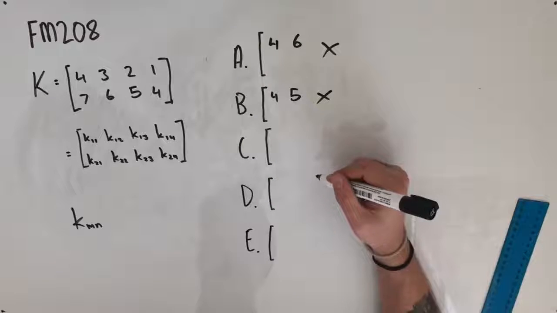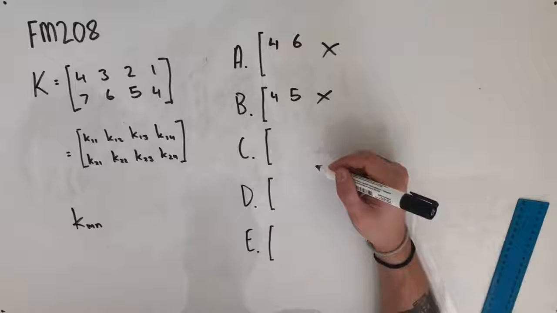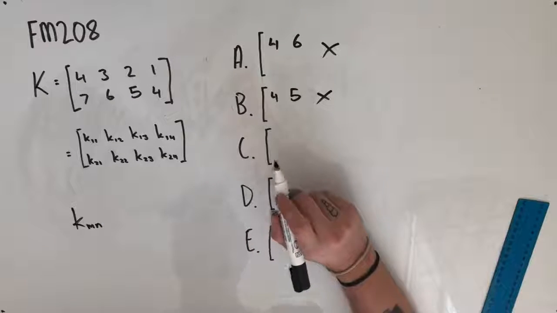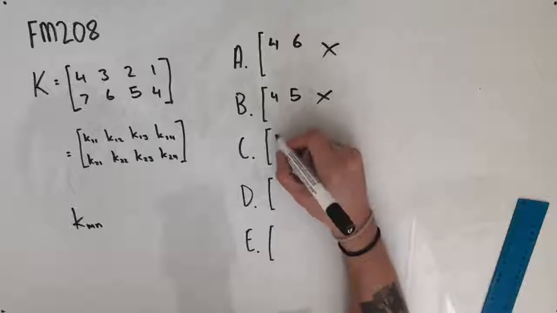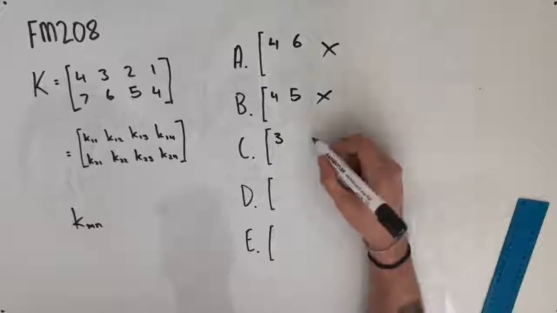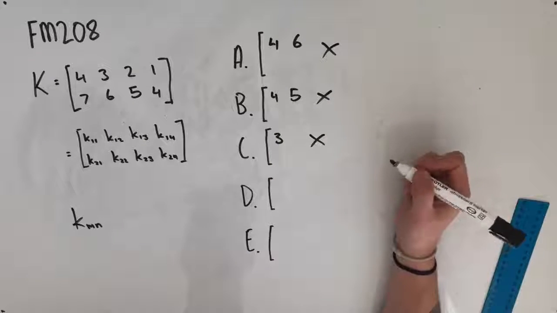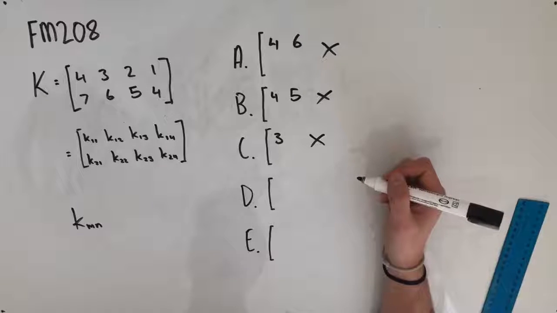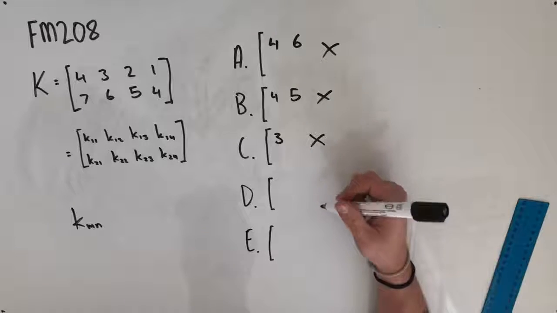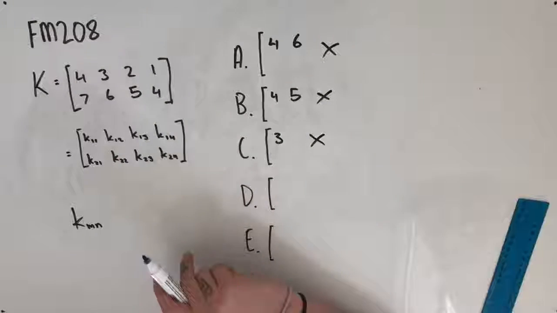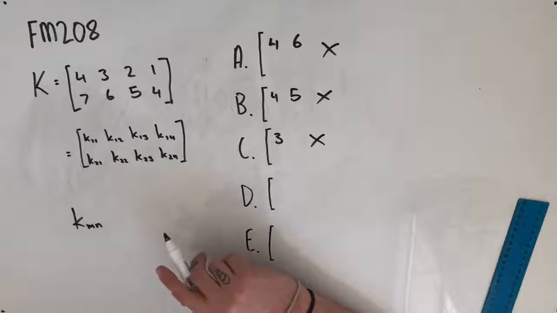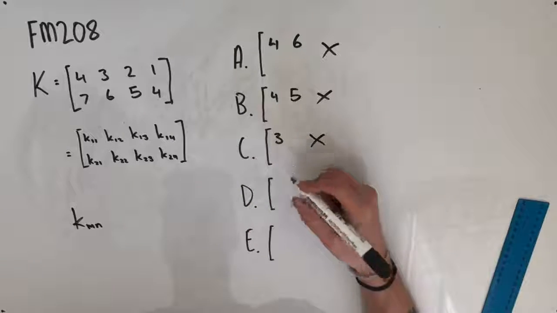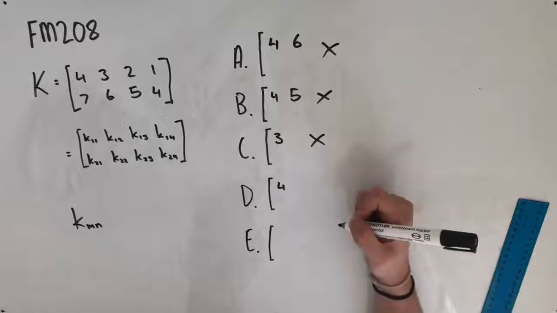Moving on to option C, the rule is 2m plus n. Using the first row, first column element again, we're going to have 2 times 1 plus 1, which gives us an answer of 3. So immediately we know that this is the incorrect rule. Option D says 3m minus n plus 2. First row, first column element again. 3 times 1 minus 1 is going to land us at 2. Plus 2 gives us an answer of 4.